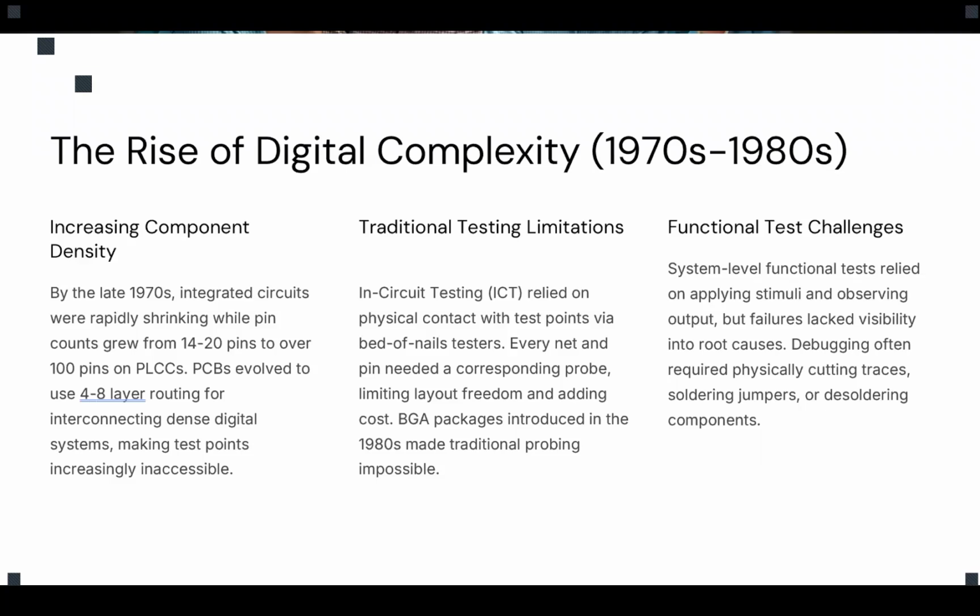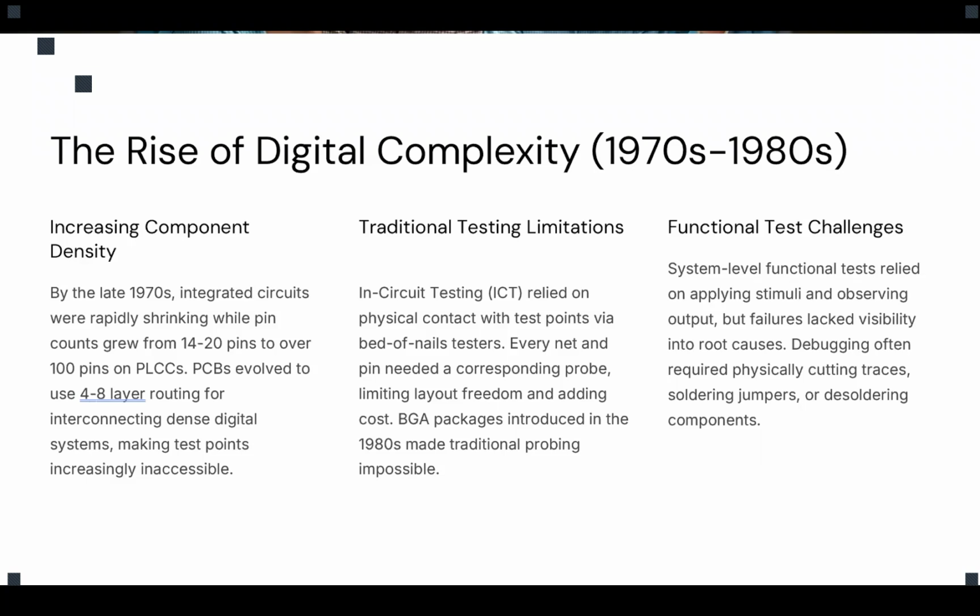Besides that, the PCB design also evolved, and instead of having a two-layer design, we now have four, six, or even 10 layer designs that make the system very dense. It helps us to gain more performance, and that density is a plus, but it comes with a trade-off, and the downside is the access to the pins and the components in the circuit. So we don't have direct access to the necessary signals anymore.